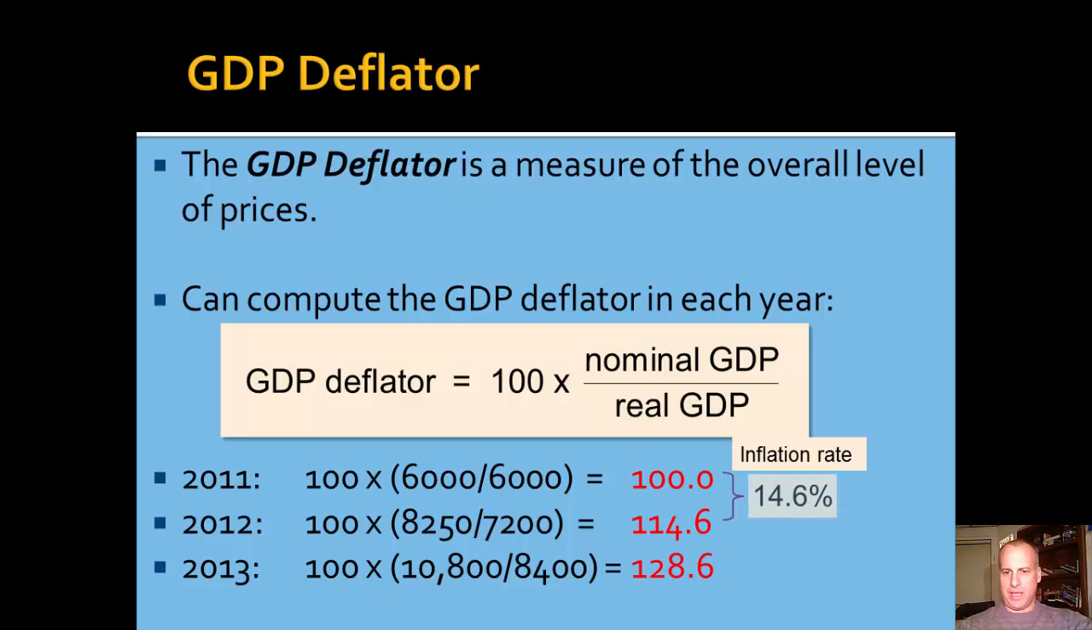And then if we want to calculate an inflation rate, from 2011 to 2012, our GDP deflator goes from 100 to 114.6. You can see the calculation there. And this tells us that our inflation rate is 14.6%. In 2013, the GDP deflator, you can see the calculation there, goes from 114 to 128, and this is a 12.2% increase. So from looking at the change in the GDP deflator, we can observe how much of the change in nominal GDP is attributed to inflation.